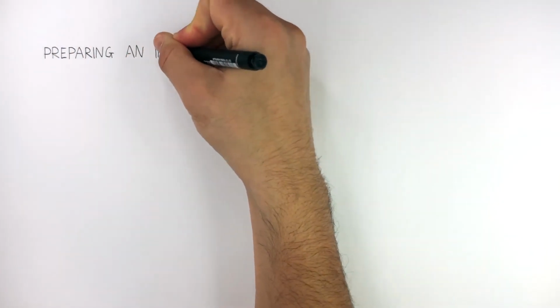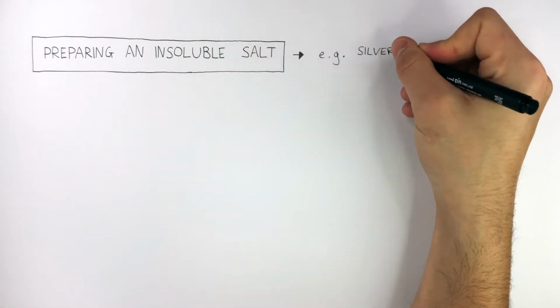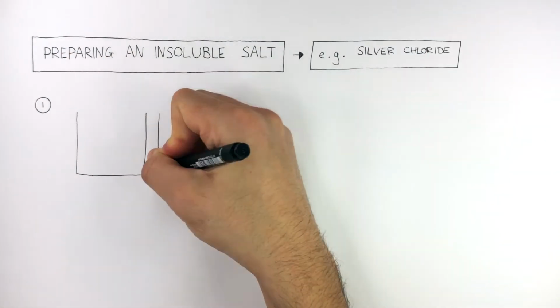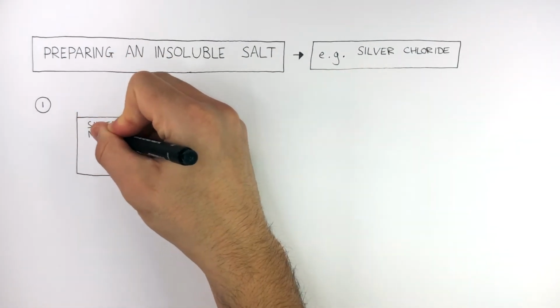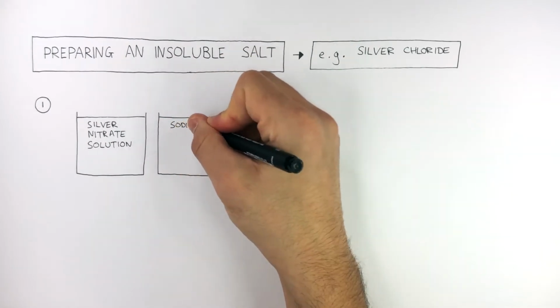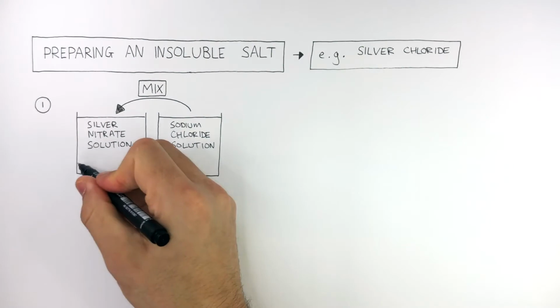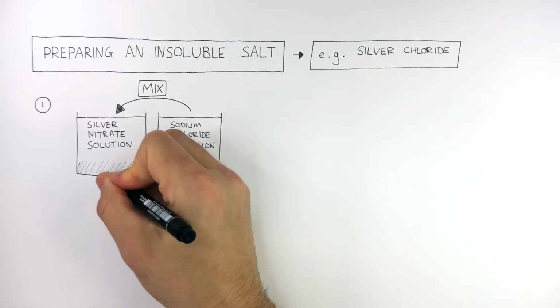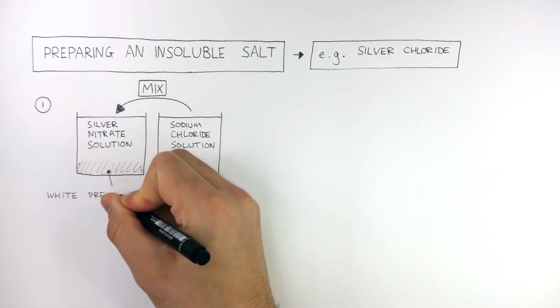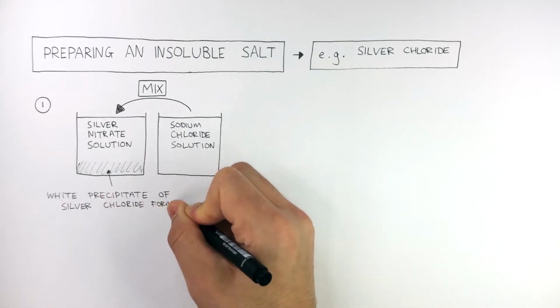When preparing an insoluble salt, for example silver chloride, we start off with two beakers, one containing silver nitrate solution and the other sodium chloride solution. If they're then mixed together, a white precipitate of silver chloride forms. So this represents a white precipitate of silver chloride.